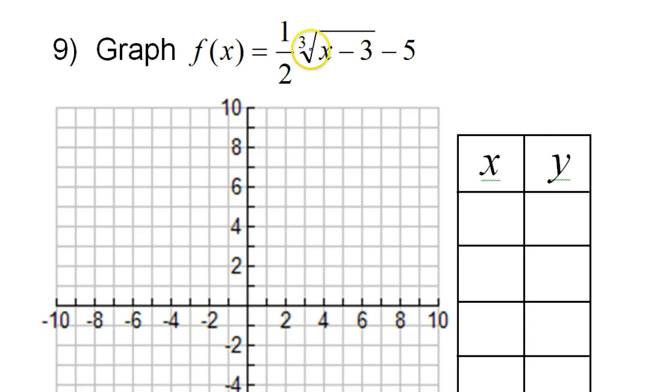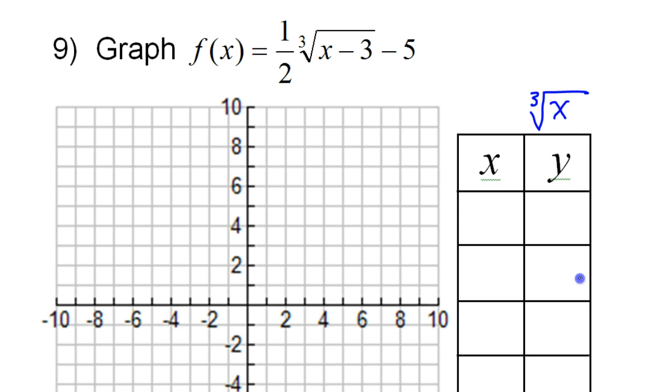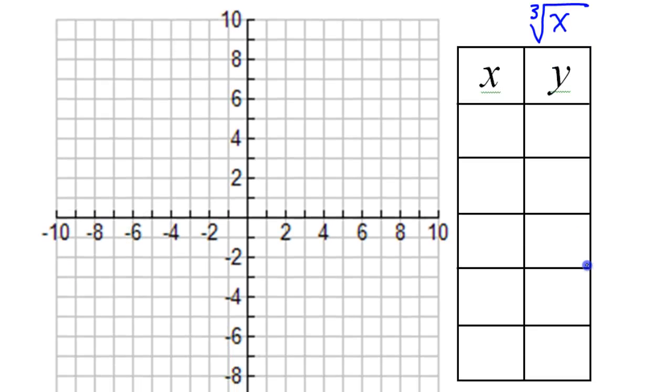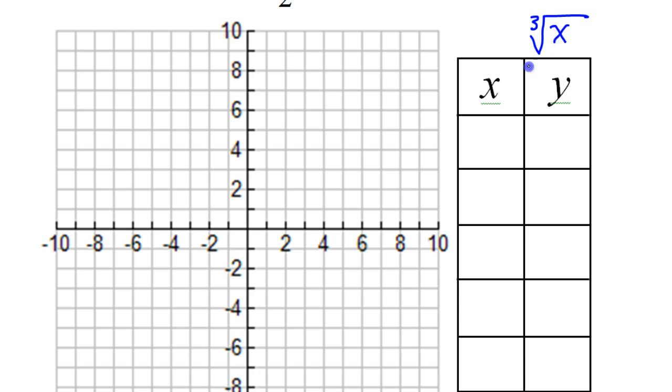Now on number 9, notice that it is a cube root. So we will be looking at the parent function, which is the cube root of x. So we will start by picking values for which it will be easy to take the cube root. For example, 0 works well. The cube root of 0 is 0. 1 works well because the cube root of 1 is 1. But after that, we have to jump all the way to 8 as the next thing that has a nice perfect cube, because the cube root of 8 is 2.